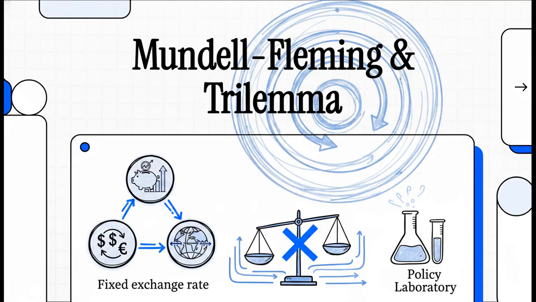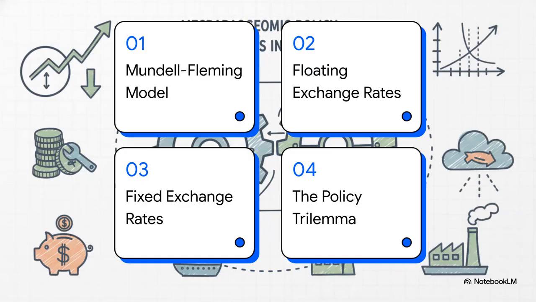Today, we're stepping into our very own policy laboratory to test the absolute limits of government power in an open economy. To do this, we'll be using one of the most elegant and powerful frameworks ever devised. It's called the Mundell Fleming model, and as you'll see, it ultimately leads us to a fascinating and honestly inescapable paradox known as the policy trilemma. Here's our roadmap for today. We'll start with the Mundell Fleming model, then look at floating exchange rates, move on to fixed exchange rates, and wrap up with the policy trilemma.